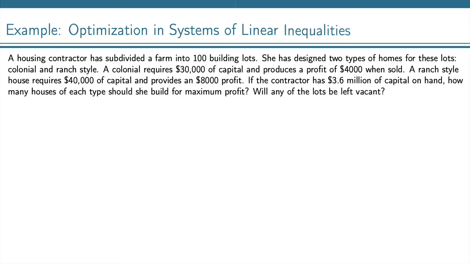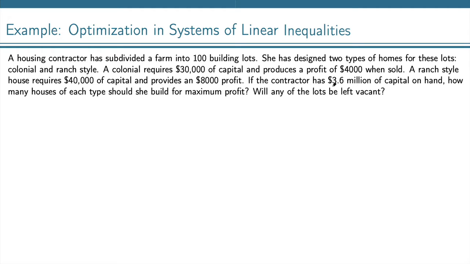A housing contractor has subdivided a farm into 100 building lots. She's designed two types of homes for these lots, colonial and ranch style. A colonial requires $30,000 of capital and produces a profit of $4,000 when sold. A ranch style house requires $40,000 of capital and provides an $8,000 profit.